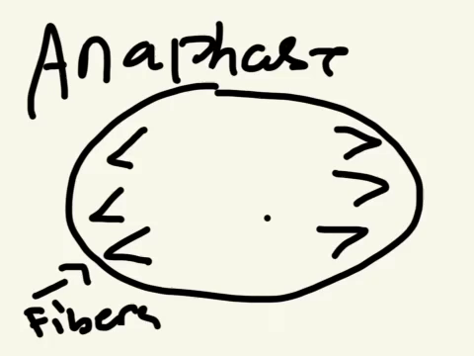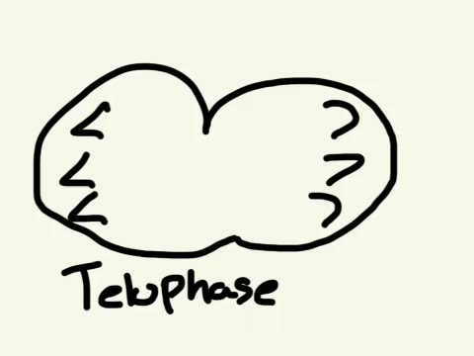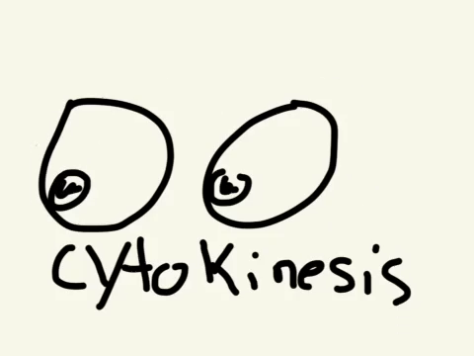This is anaphase. The spindle fibers pull apart sister chromatids. One goes to each end of the cell. This is telophase. Sisters reach the ends of the cell. The cell starts to split. This is cytokinesis. The cell splits in half. A new nucleus forms in each cell.